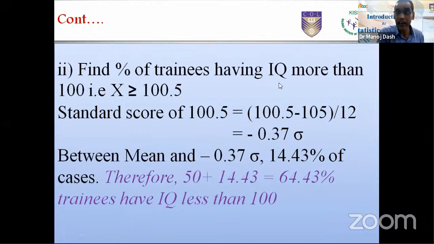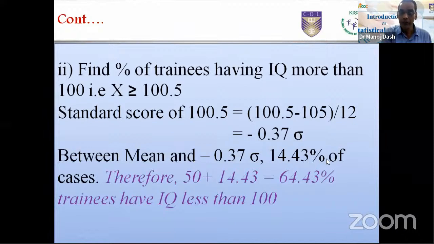More than 100 is written. It is not written more than or equal to 100. It is written more than 100. As it is written more than 100, the value is 100.5, so convert 100.5 or more to a standard score. Score minus mean by standard deviation, we will get minus 0.37 sigma. So what is the percentage of area covered between minus 0.37 sigma and the mean? That is 14.43.